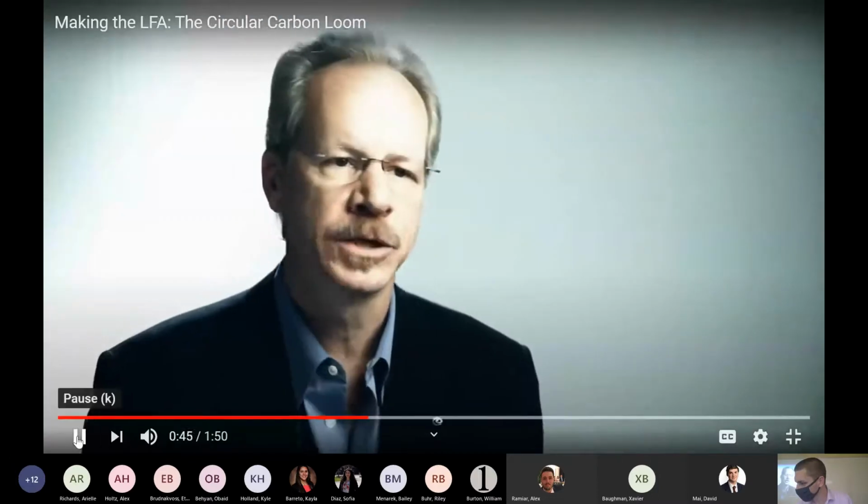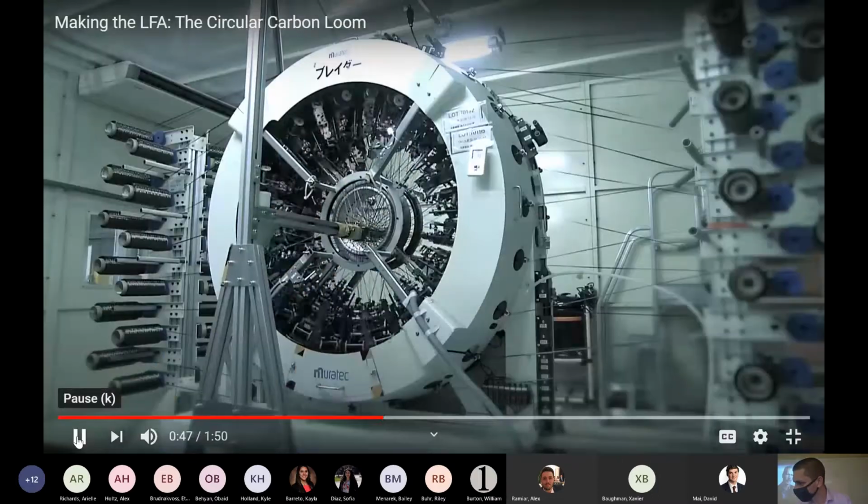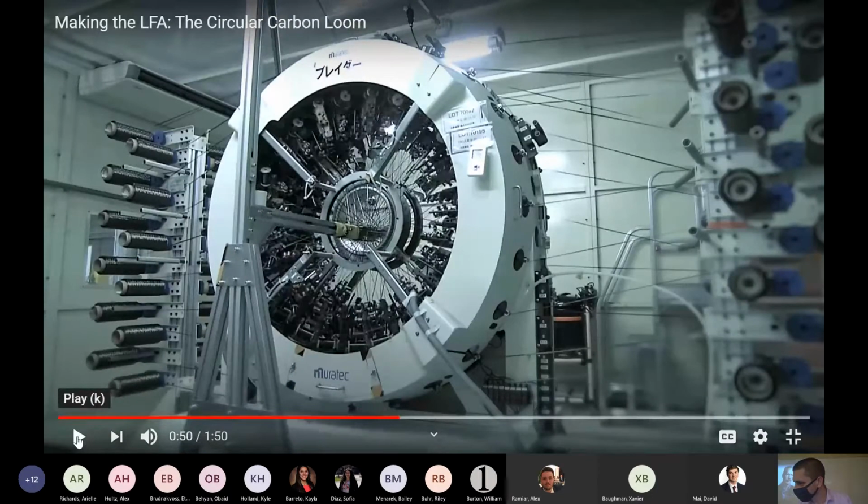We had to invent a loom, a special type of weaving machine that didn't exist before. It's a circular loom. It's about maybe 2 meters across.